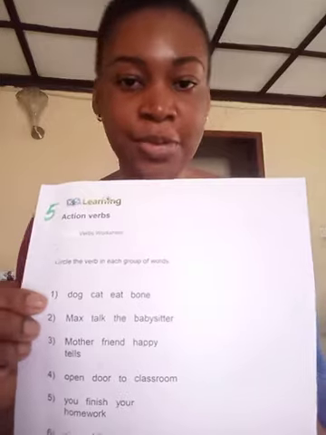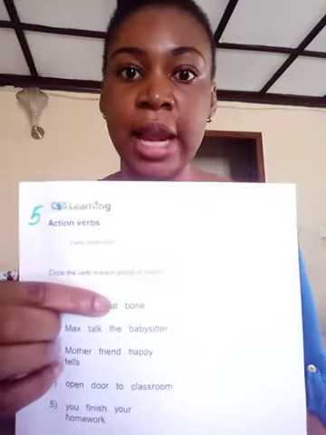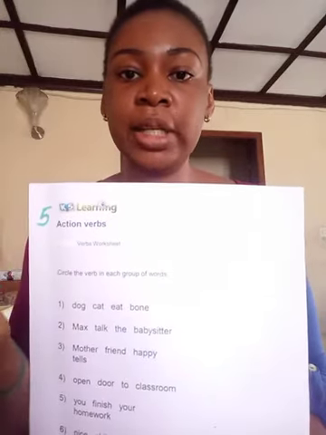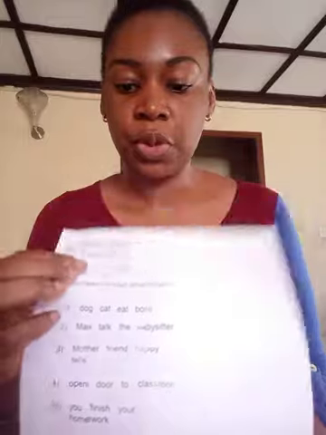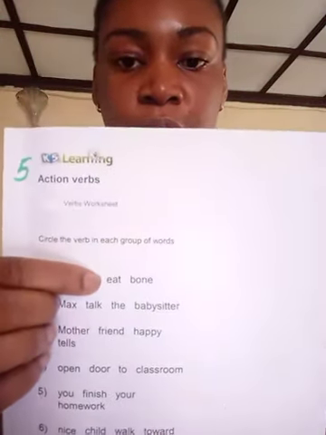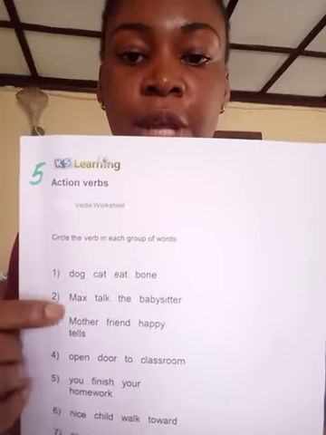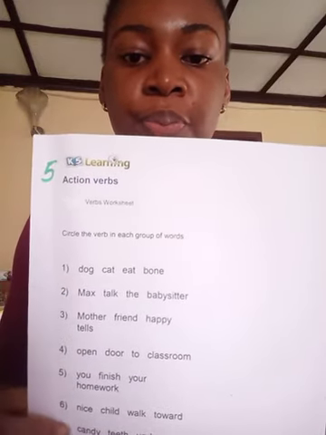So I'm going to help you with that. I'm going to say the verb is eat because it is an action word. You can say, the dog eats the bone. Okay, so eat is the verb. So this is the verb here, eat, you circle it. Now you have to continue number 2 down to the last number, number 10.